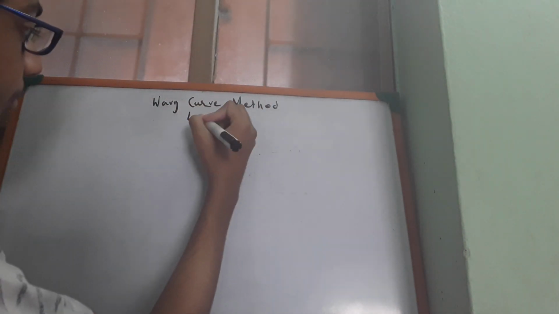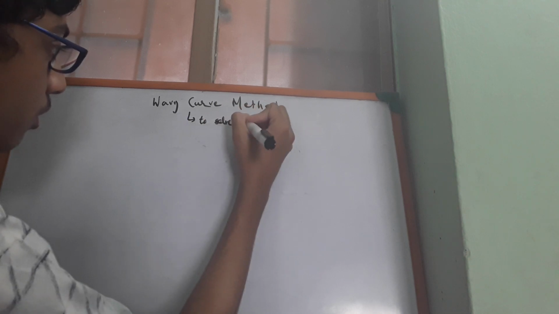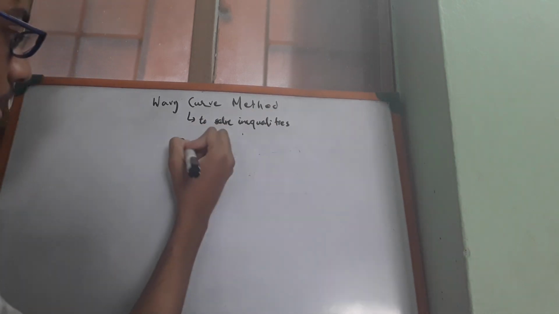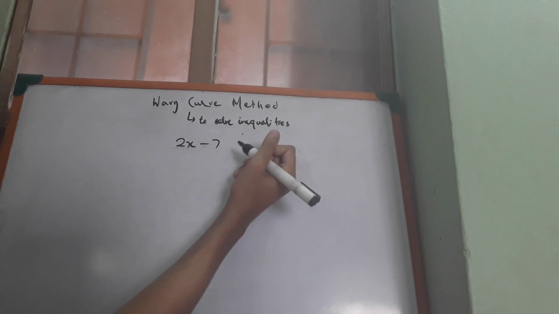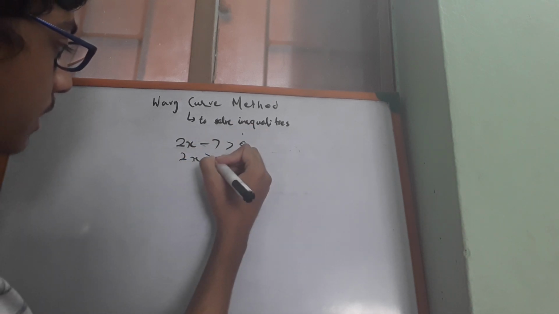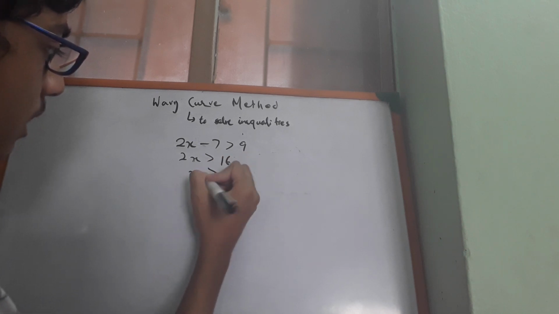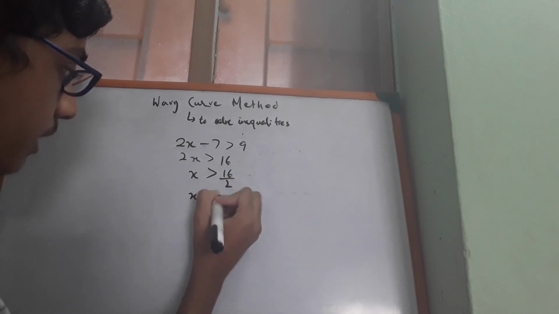This is a method to solve inequalities. At a basic level, take an inequality: 2x minus 7 is, let's say, greater than 9. Then we'll get an even number. So 2x should be greater than 9 plus 7, which is just 16. So x should be greater than 16 over 2. That means x should be greater than 8.